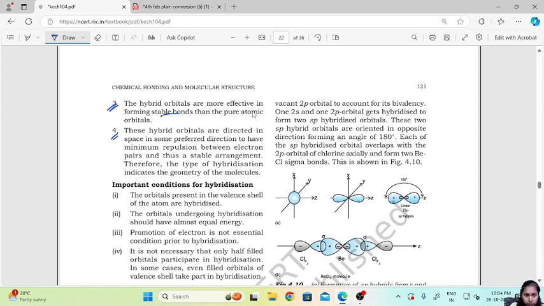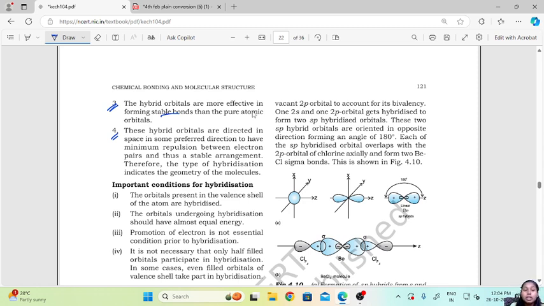Next, these hybrid orbitals are directed in space in some preferred direction to have minimum repulsion between electron pairs, and thus a stable arrangement is attained. So hybrid orbitals direct themselves in space in such a way that there is minimum repulsion between the electrons. When there is minimum repulsion, there won't be any instability, because everything will be arranged in such a way that there is minimum repulsion and the molecule attains a stable arrangement.